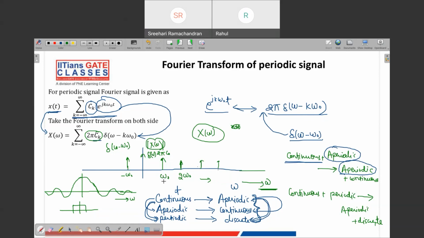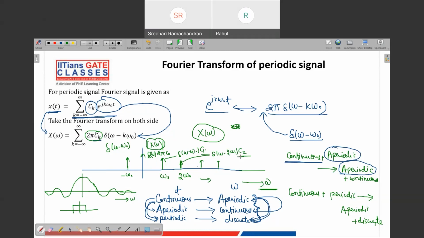For example, when you put k equal to 1, you are getting delta of omega minus omega naught times c1, right? Here you will be getting delta of omega minus 2 omega naught times c2. Now, if c1, c2, c3, c4, all those things were the same, you can say that X of omega is repeating itself for every omega naught, correct? But in this case, the c1 and c2 may not be the same.